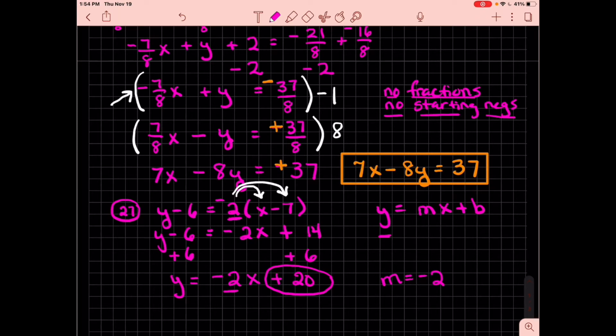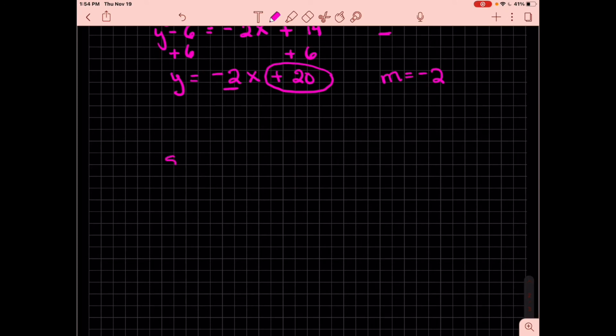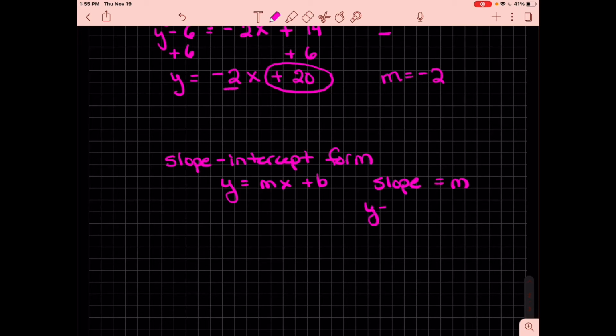So in conclusion, remember this. If I have slope-intercept form, I know y equals mx plus b. I can see the slope, and I can see the y-intercept, which is b. Okay, so that's why we call it that. Slope-intercept form tells me the slope and the y-intercept. That's y equals mx plus b.